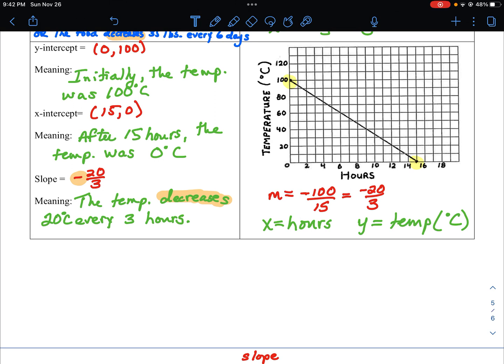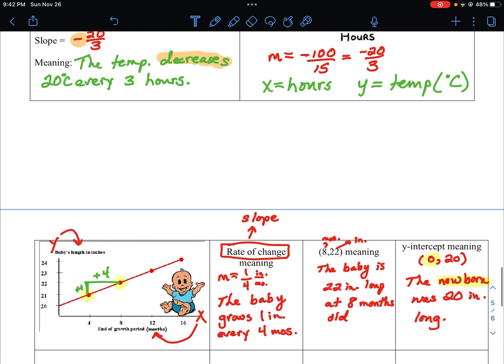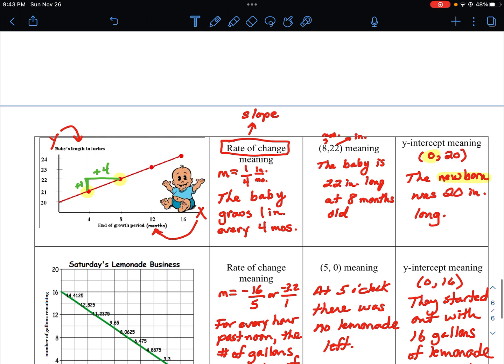So again, you're paying attention to your labels. So it started at 100 and it went to 0. So it went down 100 and it went over 15 days. So that reduces down to negative 20 over 3, which means the temperature decreases because the line is going downhill 20 degrees every 3 hours. Because remember, the x-axis is hours, the y-axis is the temperature.